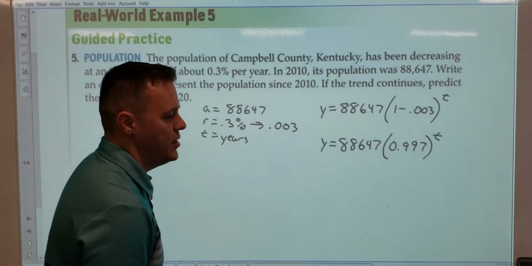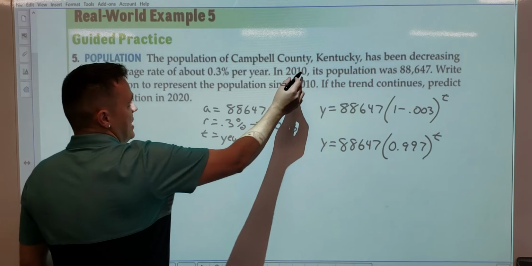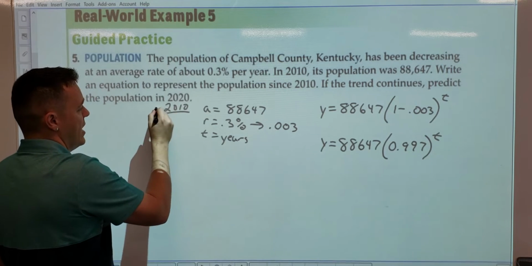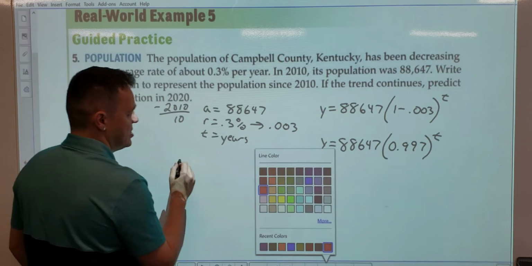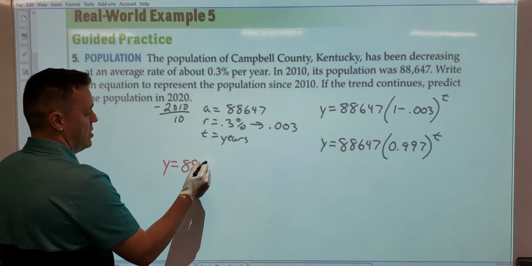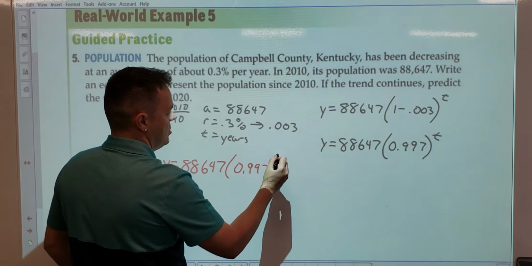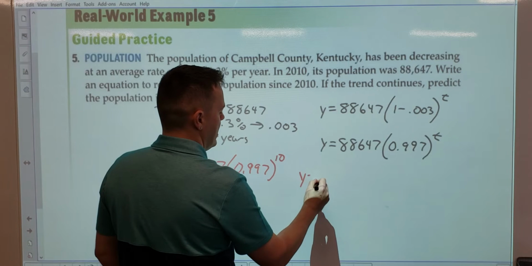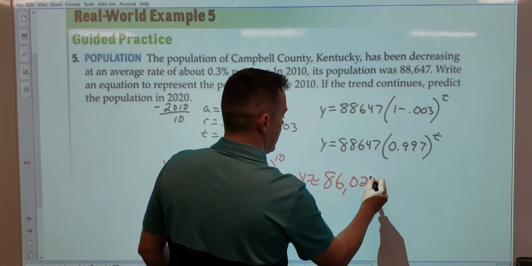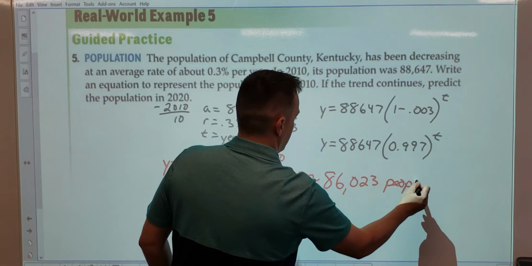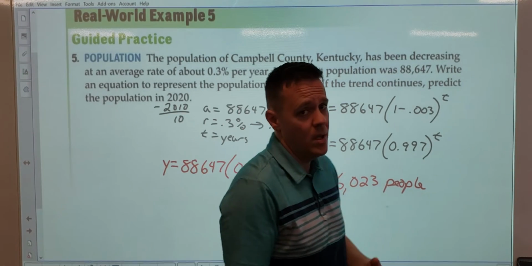Now, ladies and gentlemen, you go ahead and plug it in. If it's predicted to be in 2020 and the model was in 2010, you subtract that and you'd have 10 years. So that would be your t value. Put this in the calculator to the 10th, and you would get y is approximately 86,023 people. So in 10 years, they will lose about 2,600 people.